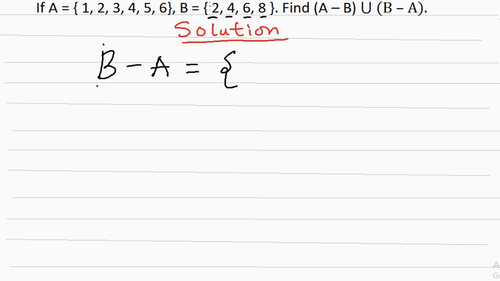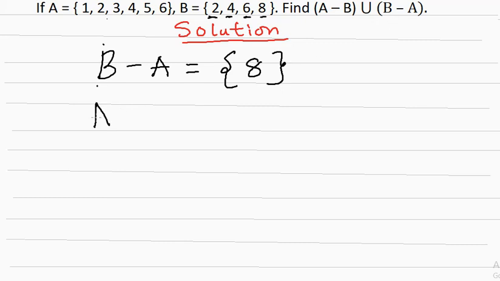All right. So 2 is found in A. I'm going to take it away. All right. 4 is also found in A. I'm going to take it away. 6 is found in A. I'm going to take it away. So I'm only left with 8. All right. I put that in braces. Okay. That was B minus A.